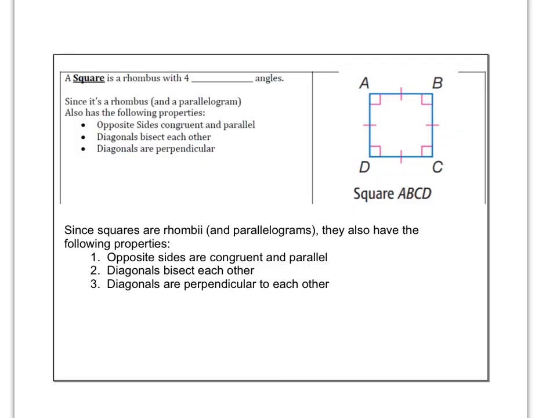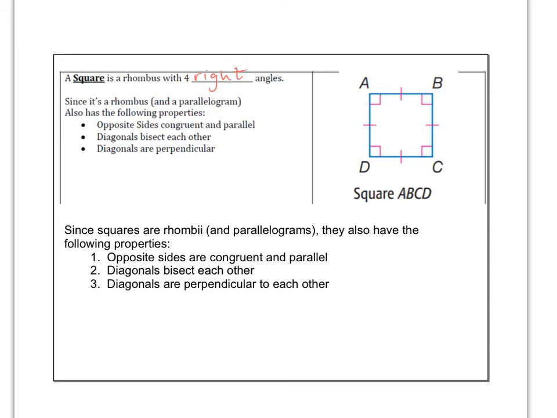Now let's move on to a square. A square is a rhombus with 4 right angles. So remember, a definition of a rhombus is that it's a parallelogram with 4 congruent sides. So a square is a rhombus, so it has all those same properties that a rhombus and a parallelogram have.